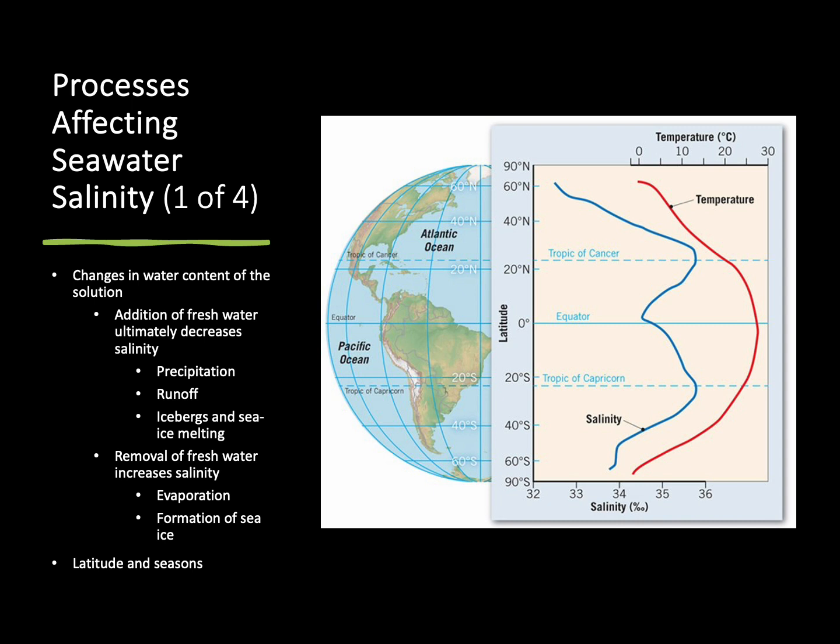But if we start removing the fresh water, it's actually going to increase the salinity. And this is because we're doing the exact opposite of diluting it. Now, if we're removing the water molecules and leaving the salts behind, it's going to become more concentrated. It'll become saltier as we remove that fresh water. And a couple of the ways that we can remove fresh water is through evaporation, where the surface of our oceans receive sunlight, they heat up, and that water evaporates.